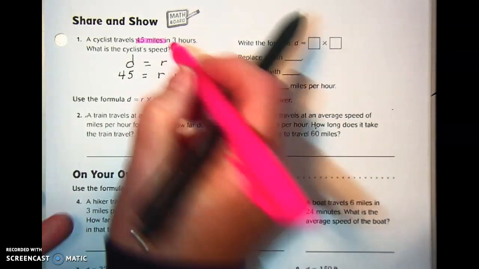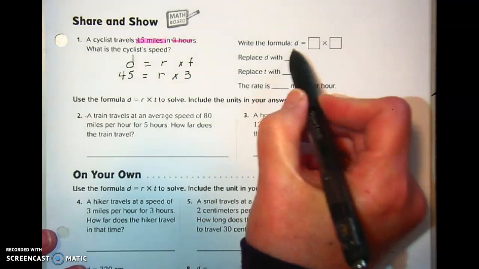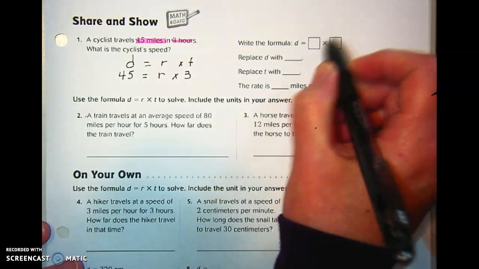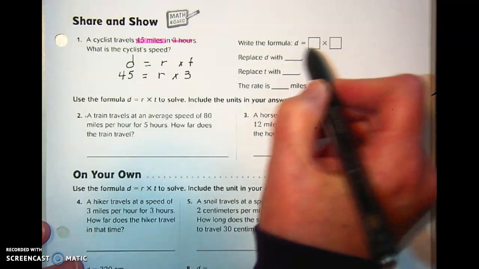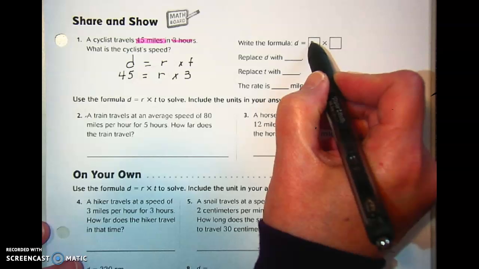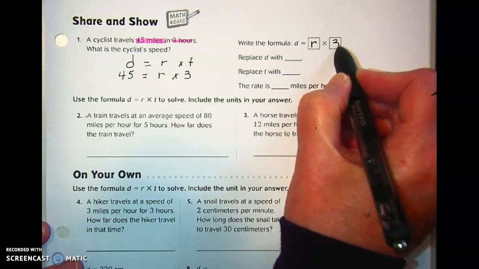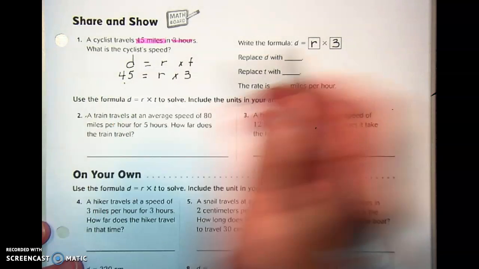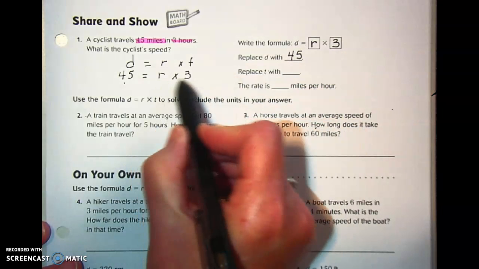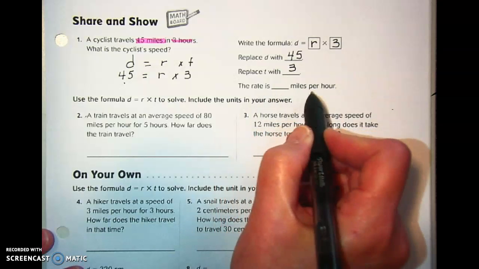So we're going to go ahead and go over and put this into what they give us. So write the formula, distance equals rate times time, which we did over here. So what are we going to put in here where the rate is? We don't know. So we're going to just put our R, but we do know the time is 3. So replace D with 45. We don't know the rate, but we replace T with 3. So the rate is blank miles per hour.